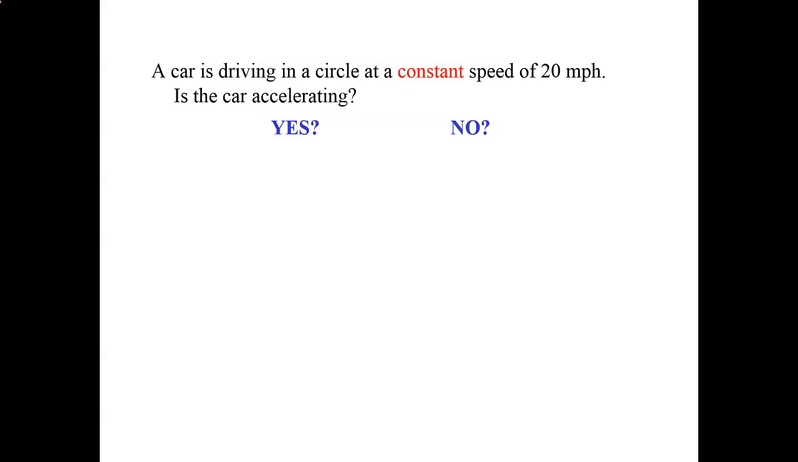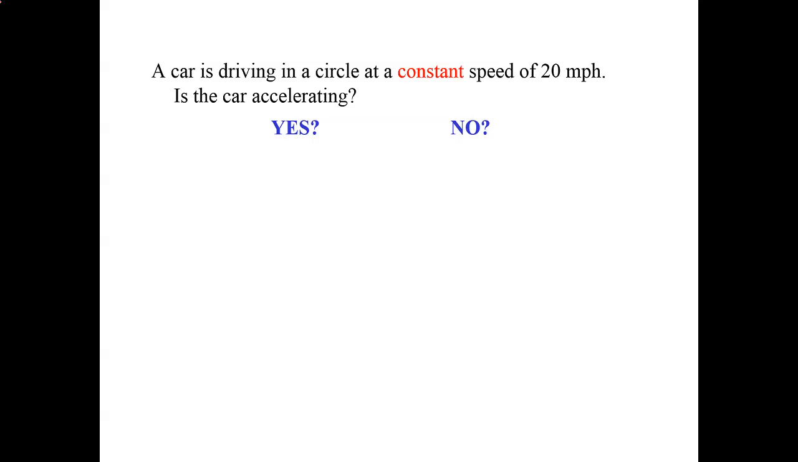Welcome back. So we just had you answer a question. A car is driving in a circle at 20 miles per hour, and we want to know if the car is accelerating. So perhaps your first thought is that the speed of the car is the same the whole time, so the speed isn't changing. I'm going 20 miles per hour the whole time. But remember, the acceleration is the change in the velocity, not the speed.